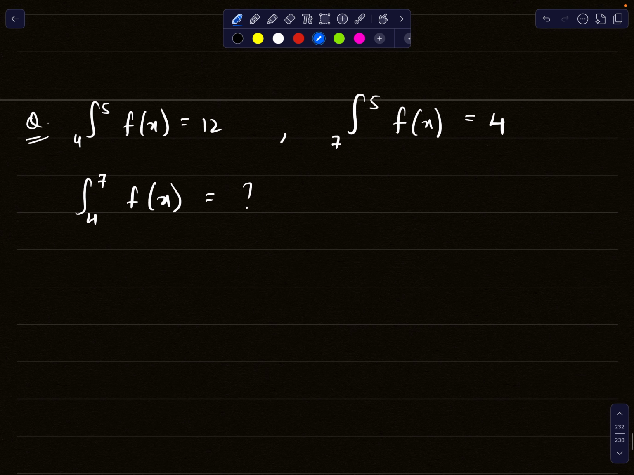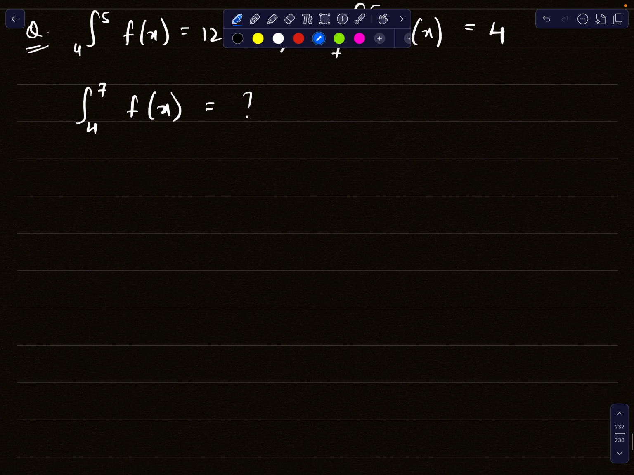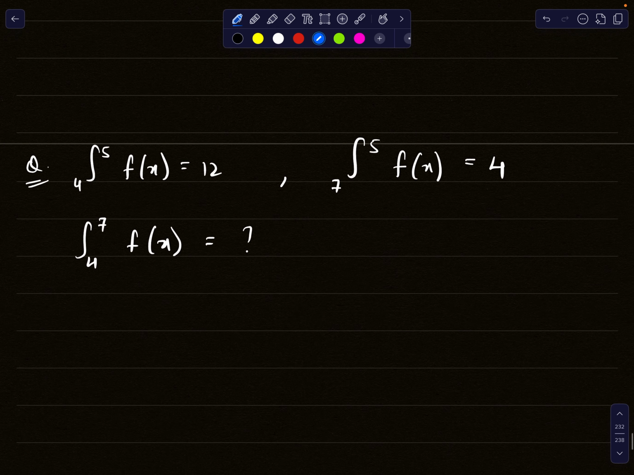Another example. In this case you need to think before finding a relationship, and notice that the upper limits of these two are the same, but this rule cannot apply because pi should be the lower limit here in order for this rule to apply. So according to the preceding rule, if we interchange the limits, that is pi becomes the lower limit and 7 becomes the upper limit, we expect the sign of the answer to be changed as well.